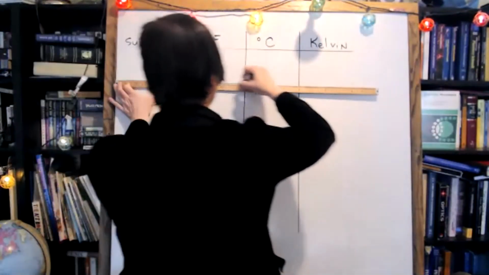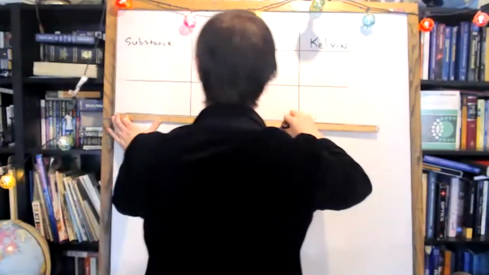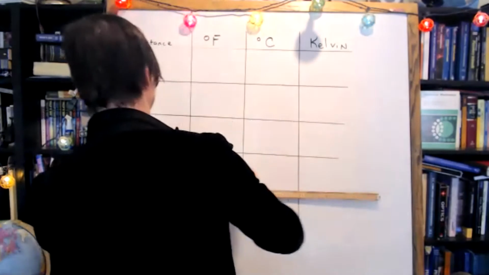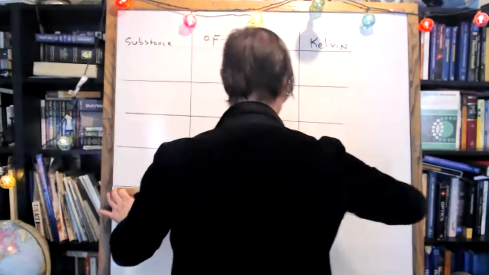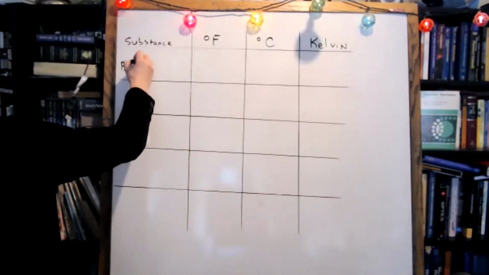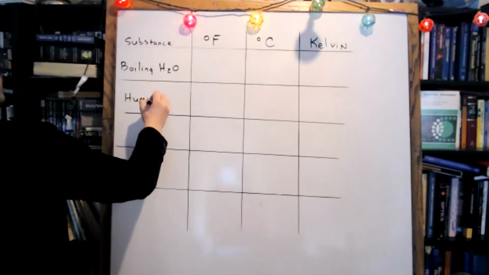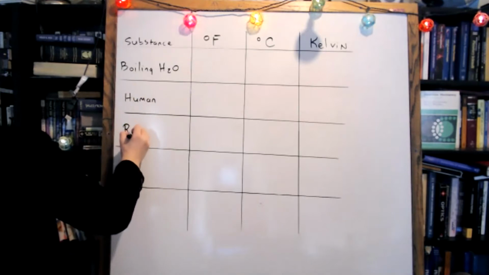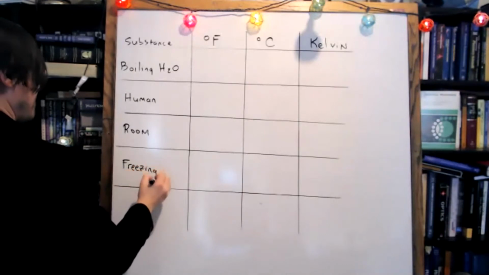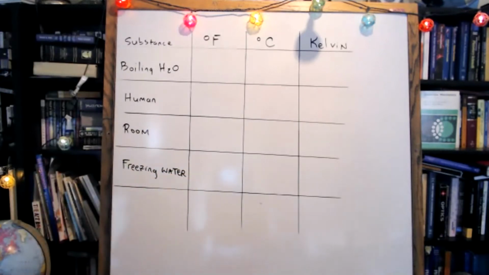Let's do one for boiling water, human body, room temperature, freezing point of water, and we'll keep one column at the end, okay? So we'll do boiling water, human, room temperature, freezing water, I'll save the last one there.